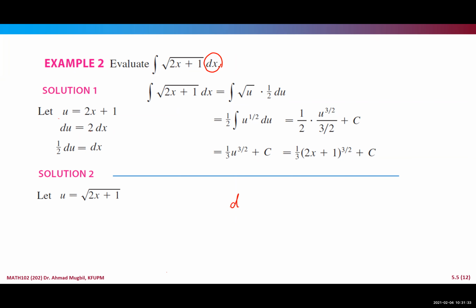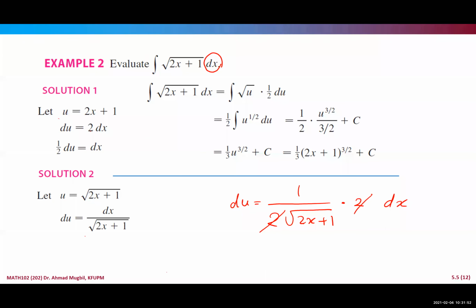Do you remember how to differentiate? What will be du? Du will be 1 over 2 square root of 2x plus 1 multiplied by the derivative of 2x plus 1, which is what? 2. This will be cancelled, and don't forget dx. And here we are. You will have dx over square root of 2x plus 1. Now what do you want? You want dx, because I need to know what is dx. So multiply both sides by the denominator, and you will have dx. Here is dx. But what is this? This is u. So now you have dx equals u du.